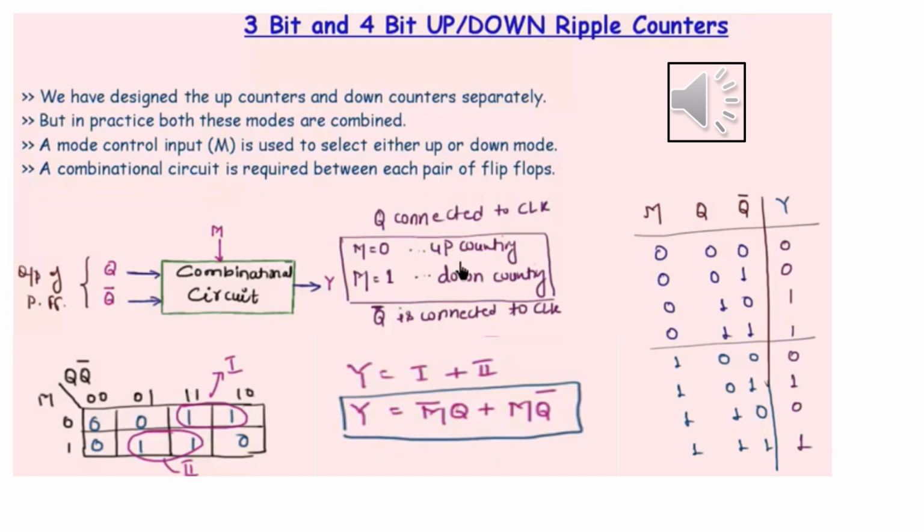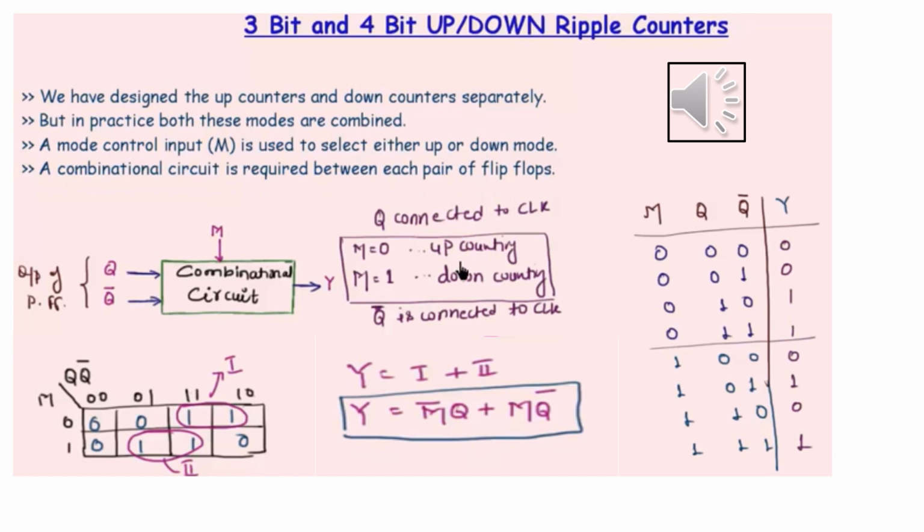I have to select which combinational circuit has to be designed in my circuit. So you consider a block diagram like this. So this block diagram consists of 3 inputs and 1 output. So M is a control input and Q bar are nothing but the output of the flip-flops. So Y is the output which has to be given as clock pulse to the second flip-flop, that is to the next flip-flop.